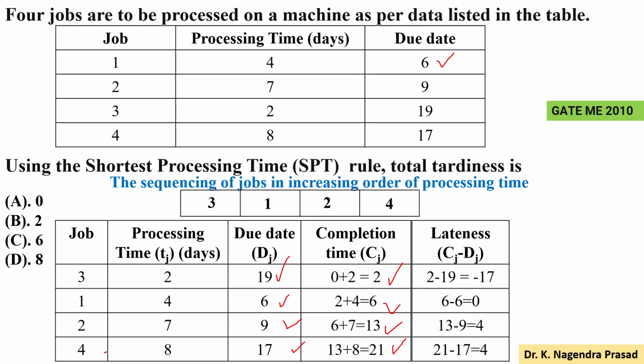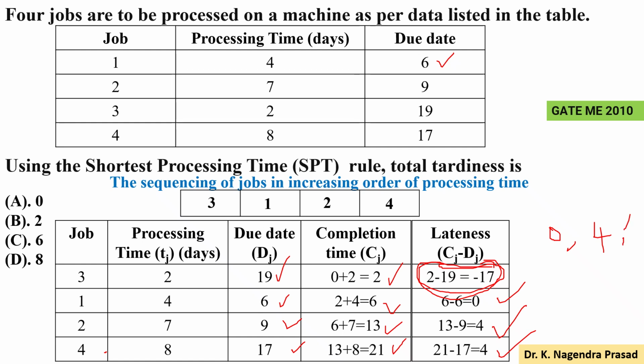Tardiness: we have to consider only the positive lateness values. Here the positive lateness values are 0, 4 and 4. So this 17 is a negative value, and this negative lateness we are not considering for the tardiness. So here the tardiness values are 0 for job 1, 4 for job 2, and 4 for job 4.